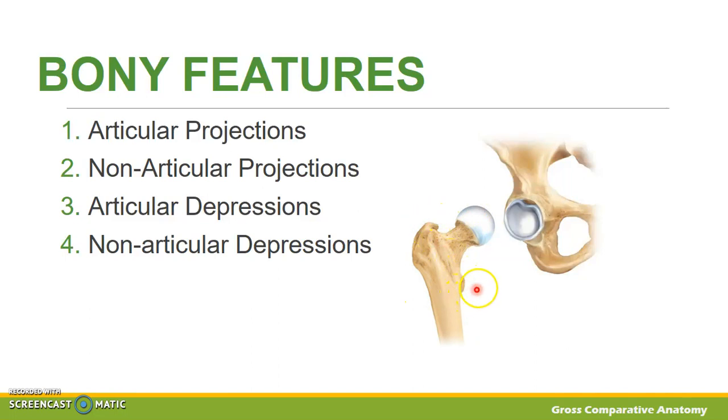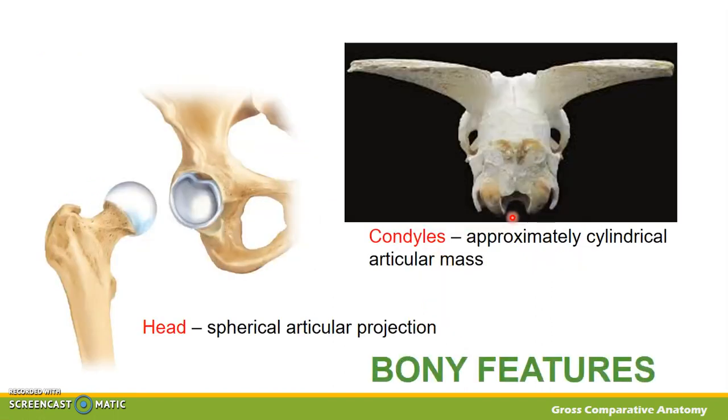These are called projections. While depression is the concave structure that can articulate with the projection, as in the case of articular depression, or they do not articulate with a certain projection, thus they are termed non-articular depression. So certain examples will be given in the following slides.